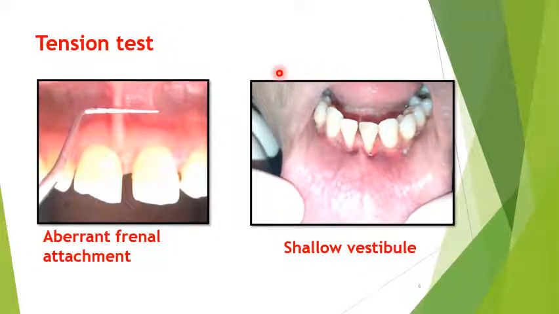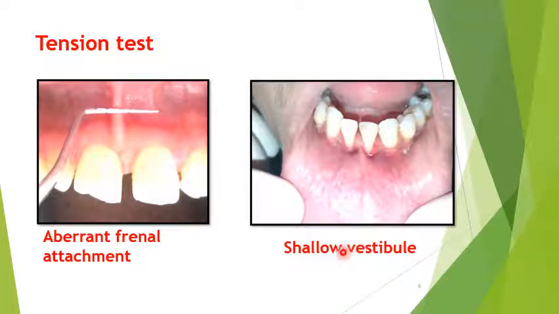The third test is the tension test. In the case of a frenum, we can use a sharp instrument, the tine of the probe, to press. You actually stretch the lip upward and outward, especially in the case of the maxillary labial frenum, and then you can put some pressure on the frenal attachment. You can see movement of the gingival margin or blanching of the gingival margin here. So then the tension test is said to be positive.